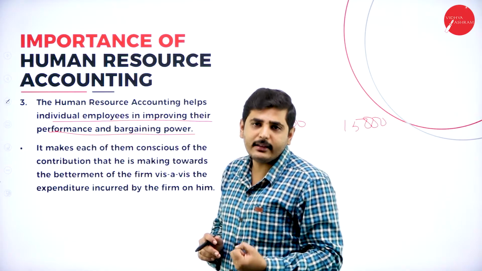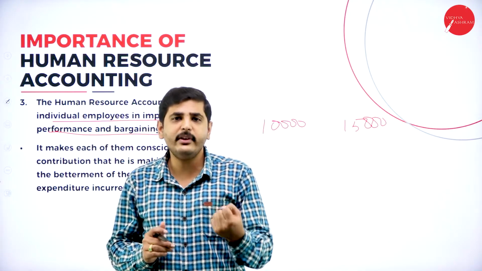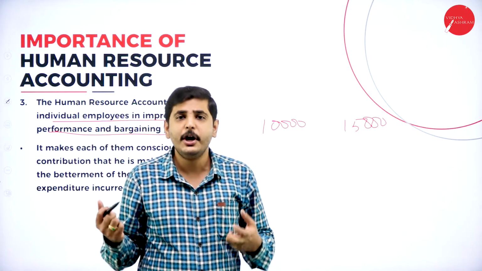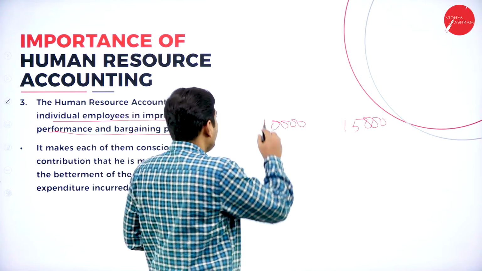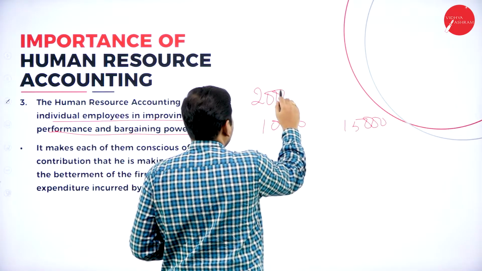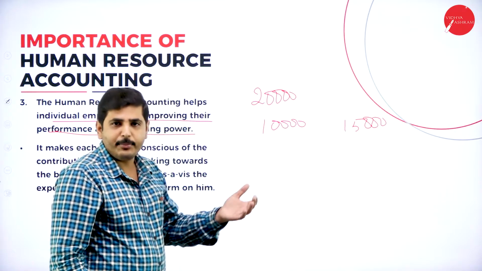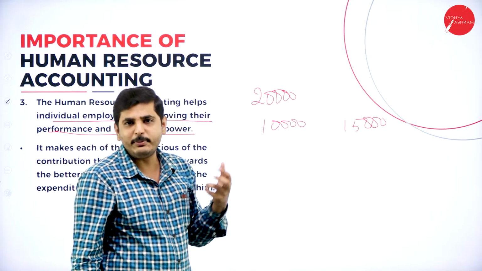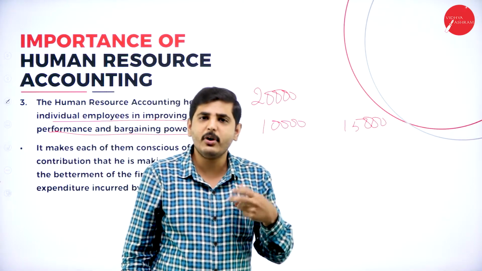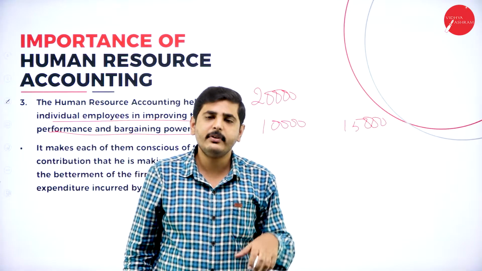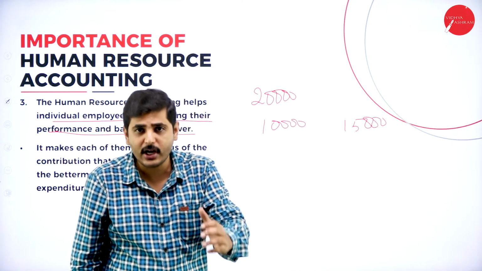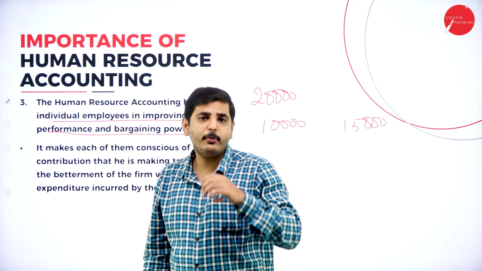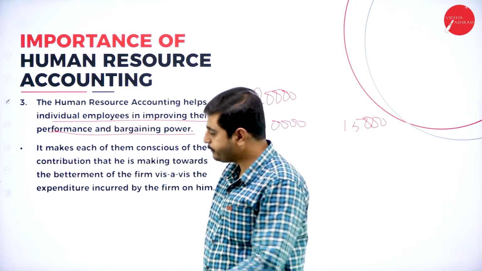Then they can bargain. Human resource accounting will give power to employees, and at the same time management also, to bargain. If we are paying 20,000 rupees, we can ask employees, see, we are paying 20,000 rupees, other organizations are paying only 15,000 rupees, please work with more effectiveness, with more performance. We can ask. So human resource accounting will give bargaining power to both management and workers.